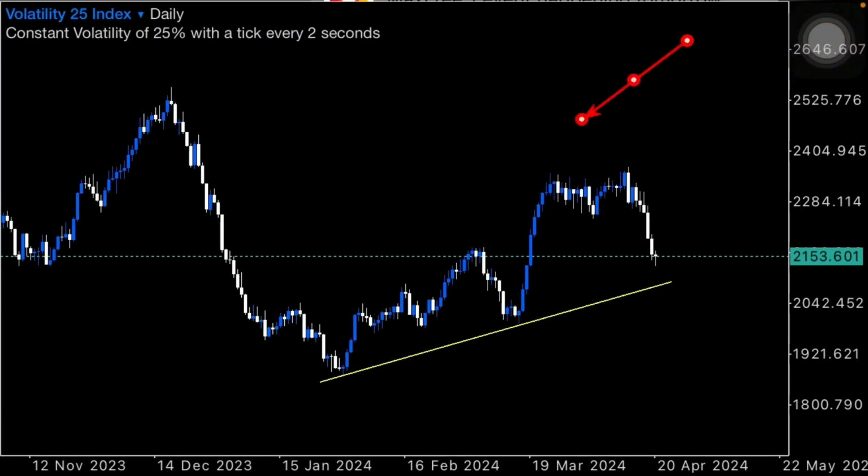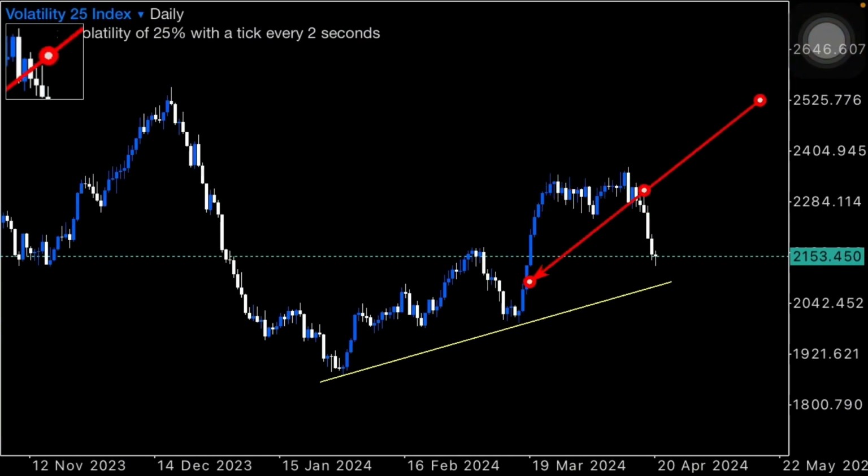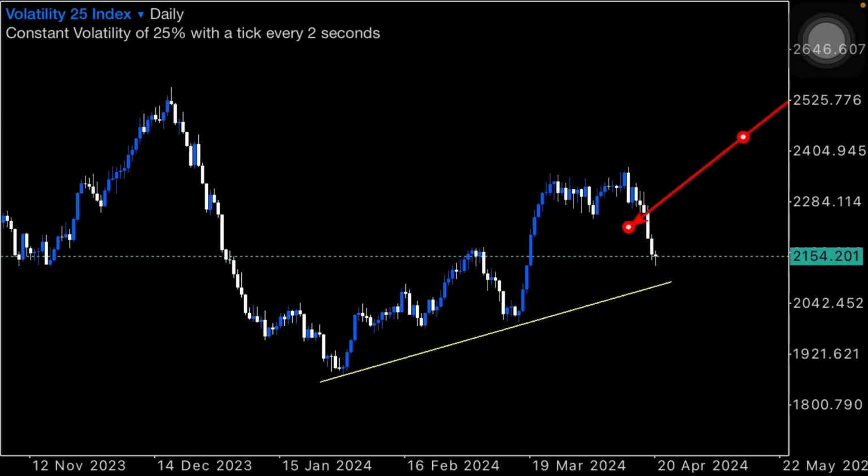what I'm gonna do now is, this is the first point, second point, and I'm waiting for the third touch, then I'll start to buy. But this is a daily time frame, so it might take a little bit more days to get to my trend line.